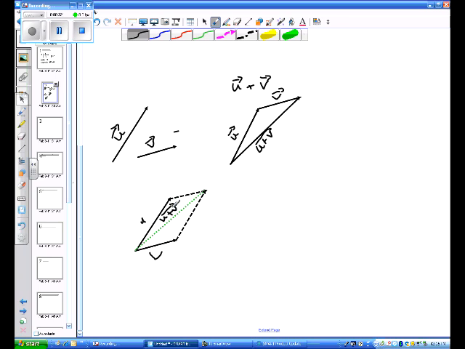And this is called the parallelogram method. Now notice the resultant's the same, and it's going off in the same direction. It's the same magnitude. So we can deal then with adding two vectors together. If we wanted to subtract two vectors, then let's take these same two, and we want u minus v.